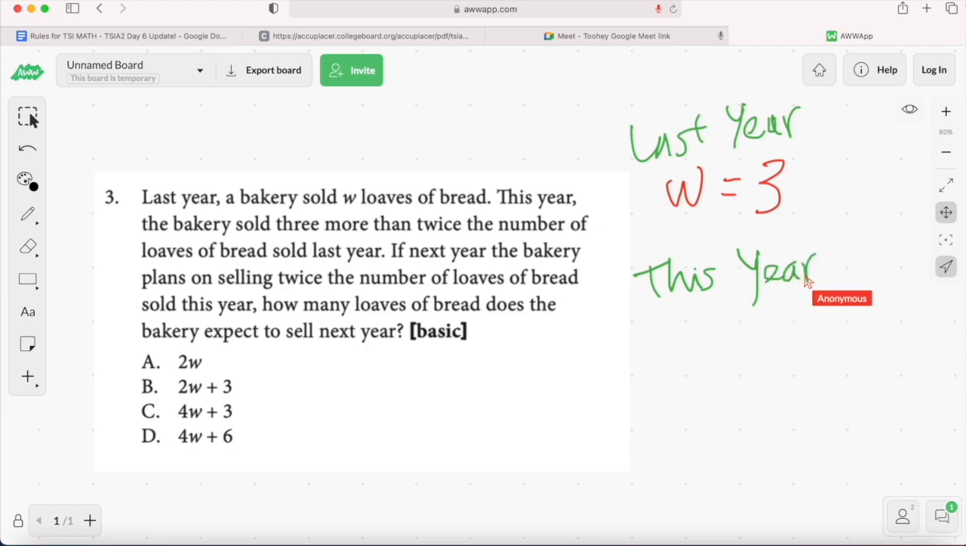Right, now stop and think about what that means. You're watching this recording here. They sold 3 more than twice the number of loaves of bread sold last year. Well, what's twice the number of loaves of bread sold last year?